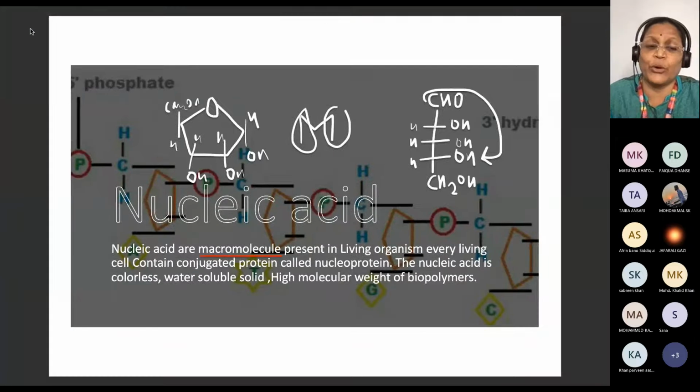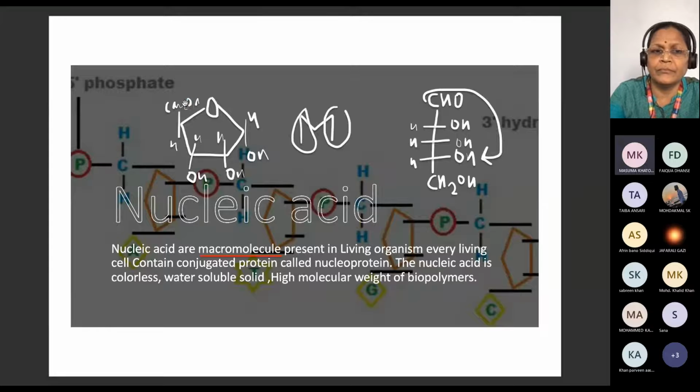So, nucleic acid. What is mentioned here? Anybody read those 3 lines? Nucleic acids are macromolecules present in living organisms. Every living cell contains conjugated protein called nucleoprotein. The nucleic acid is a colorless, water-soluble solid, high molecular weight biopolymer.